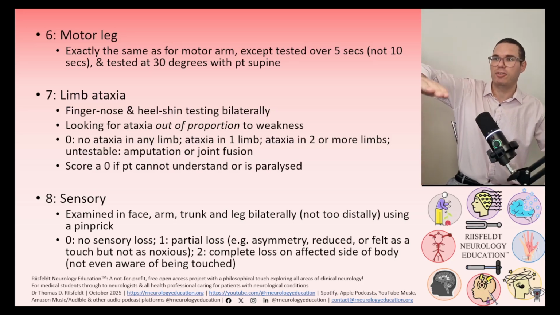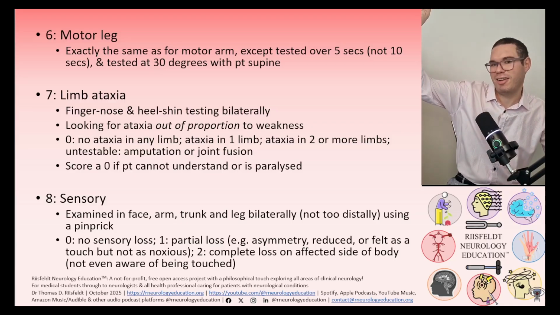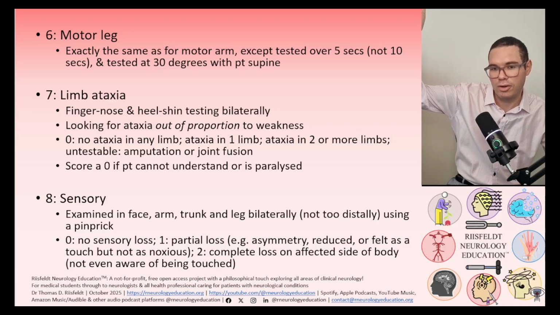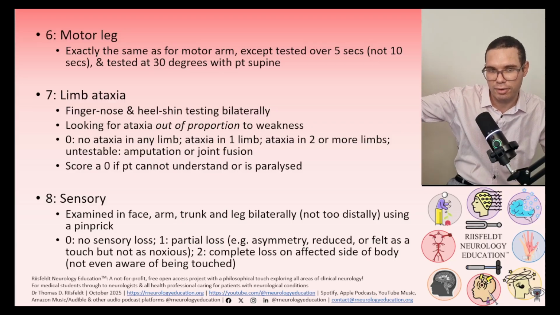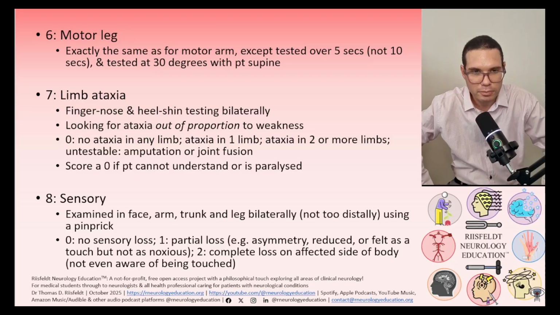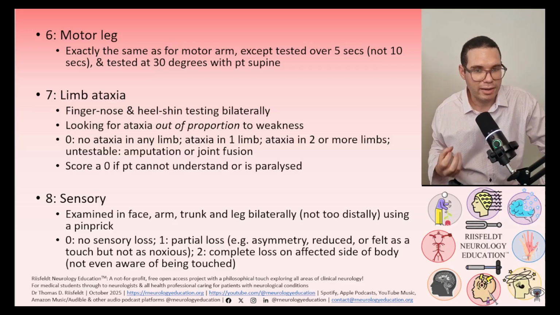You just remember you have the patient's leg a bit up in the air, just at basically a sensible angle, and you assess for limb drift in exactly the same way that you do as in the arm. The next item, number 7, is limb ataxia. And this is done by assessing finger-nose testing and heel-shin testing bilaterally.